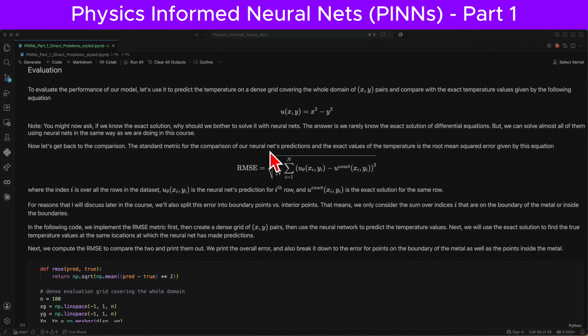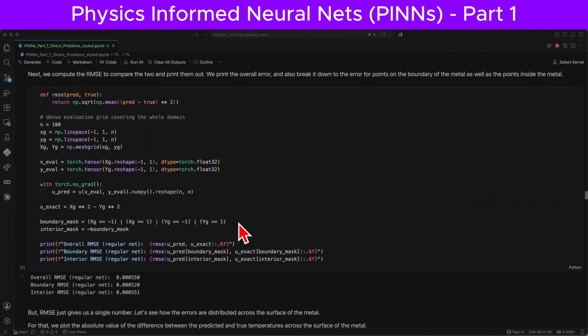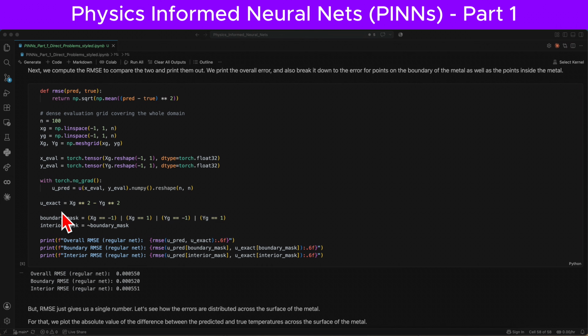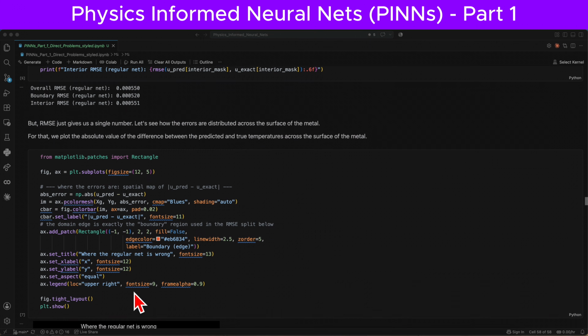The standard metric here is the root mean squared error, or RMSE, which is the square root of the average squared difference between the neural net's prediction and the exact solution, summed over all the rows. And for reasons I'll discuss later in the course, we'll also split this error into boundary points versus interior points. In the code, we implement the RMSE, create a dense grid of x and y pairs, predict the temperature with the network, then use the exact solution to find the true temperature at the same locations and compare. When we print them out, the overall RMSE for the regular net is about 5 times 10 to the negative 4, and it's roughly the same on the boundary and in the interior.